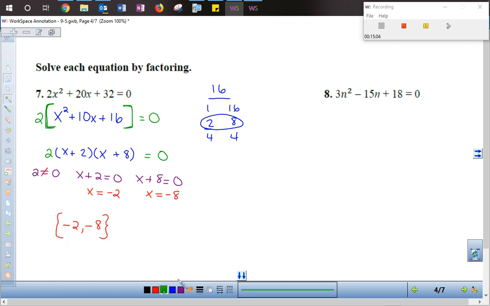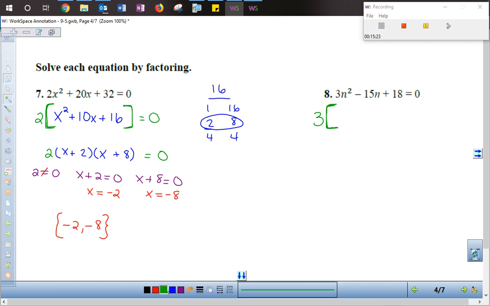Let's try it again on number 8. First thing we need to do is check for a greatest common factor. Now, 3n squared minus 15n plus 18. There is a greatest common factor there. They all have a 3 in common. So I'm going to take out that 3 and start with my brackets.